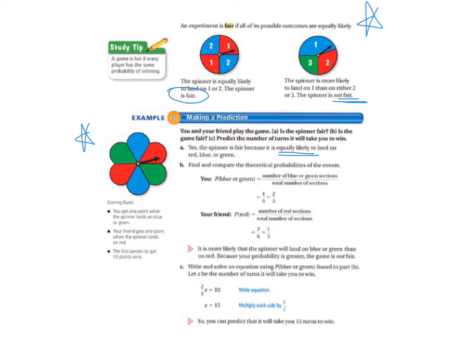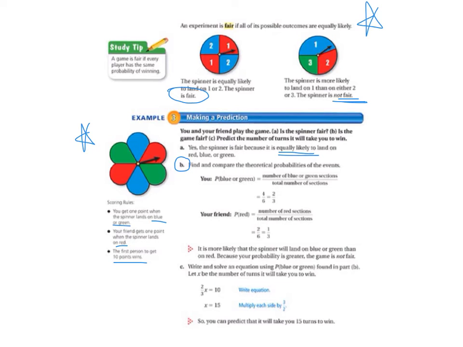Now to answer B, we need to read the scoring rules. The scoring rules say that you get 1 point when the spinner lands on blue or green. Your friend gets 1 point when the spinner lands on red. The first person to get to 10 points wins. So it says for letter B, find and compare the theoretical probabilities of the events.